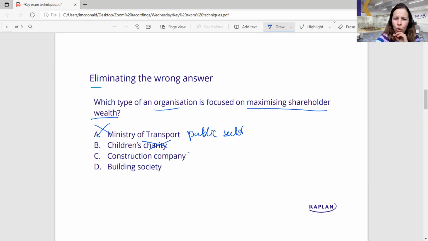So we have two options left, construction company or building society. I'm not quite sure about the building society, but we do know that only companies have shareholders. So that makes C the right answer. By eliminating the answers that are entirely wrong, since the Ministry of Transport and charity don't have shareholders, you have a better chance of getting the right answer. You now only have two options remaining. And then by using a little bit of knowledge, linking shareholders and companies, you're going to be able to gain that mark for the correct answer.